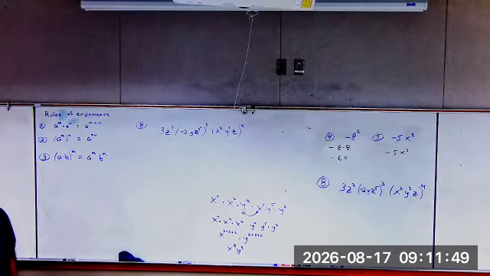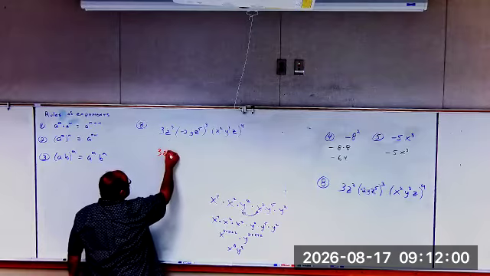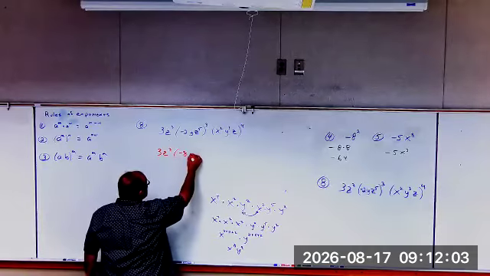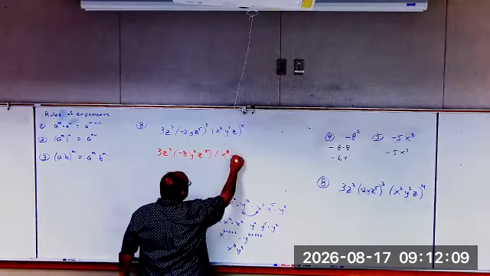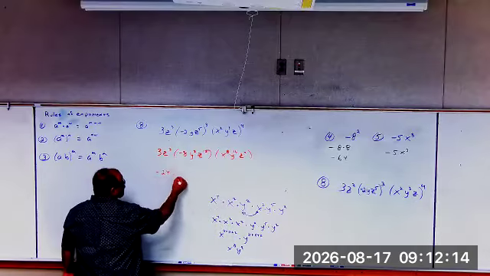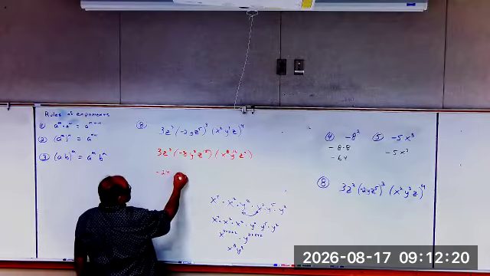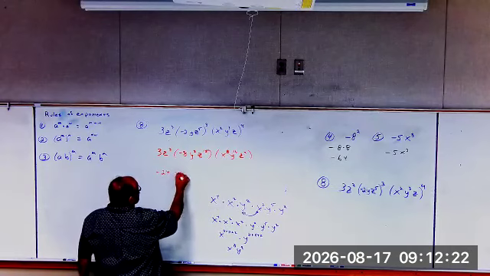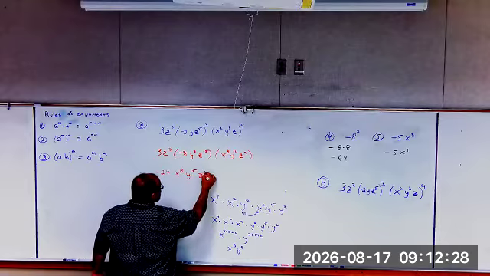I'm going to show you something. Don't panic. This is where you should be. You should be right here. 3z to the third times negative 8y to the third z to the 15th times x to the 8th y to the 12th z to the 4th. So that's negative 24, and let's do it in order: x to the 8th, y to the 15th, z to the 22nd.